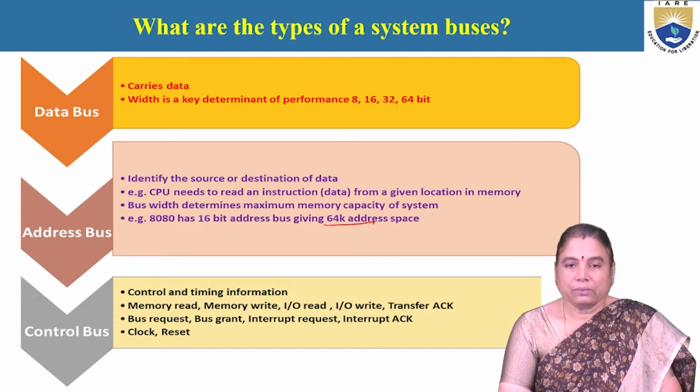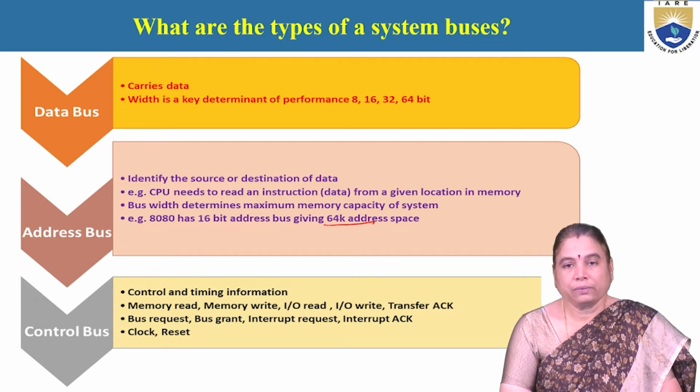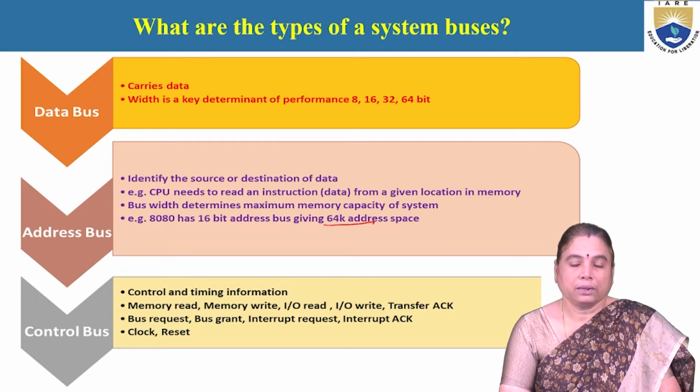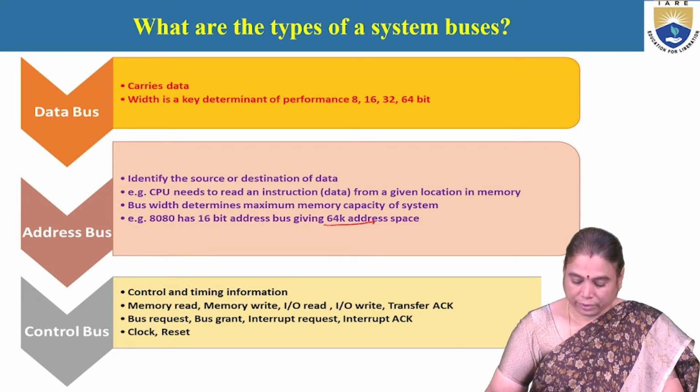The third bus is the control bus. The control and timing information is carried with the help of this control bus. Memory read, memory write, I/O read, I/O write, acknowledgement transfer, and in case of the DMA controller, bus request, bus grant, interrupt request and interrupt acknowledgement, clock, reset, all these signals can be traversed with the help of the control bus.